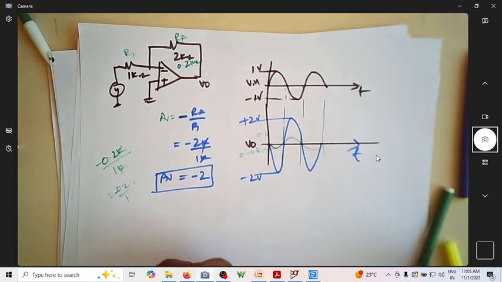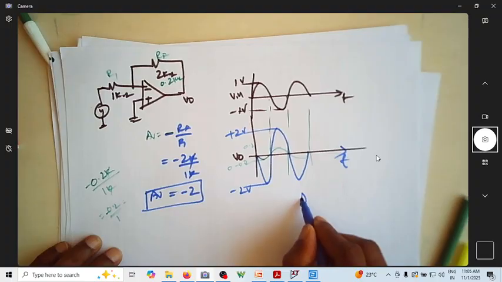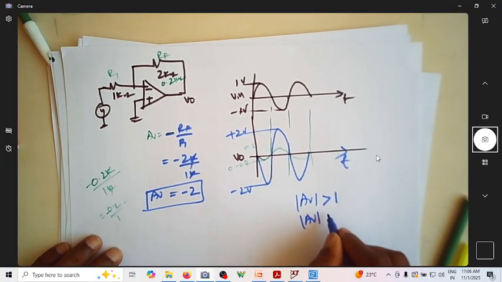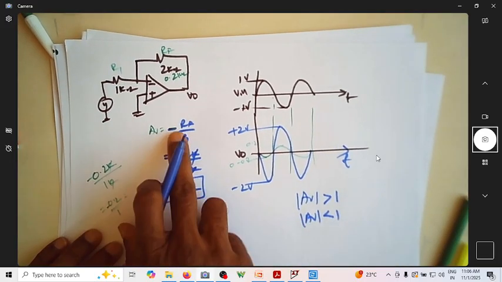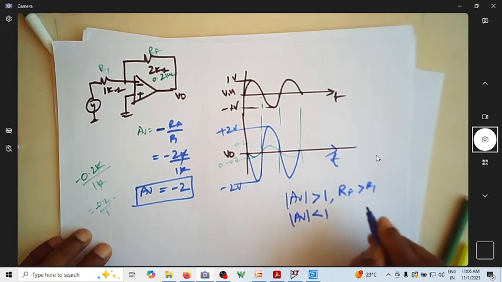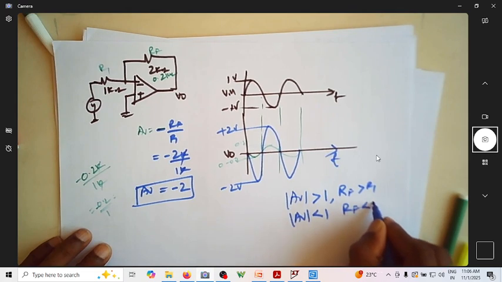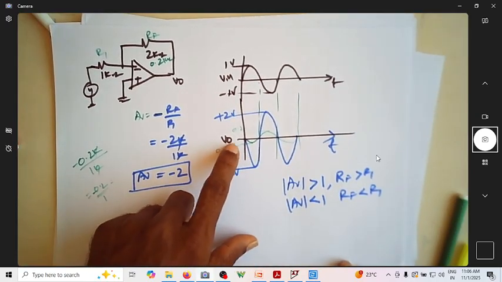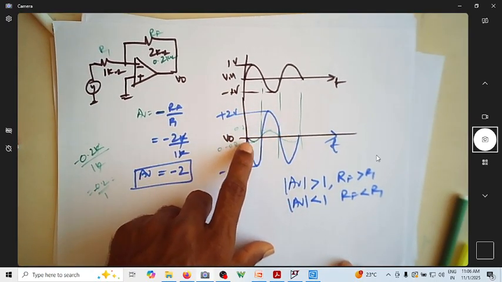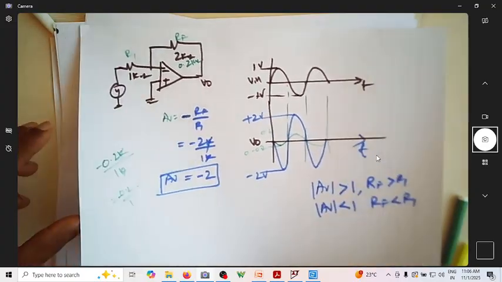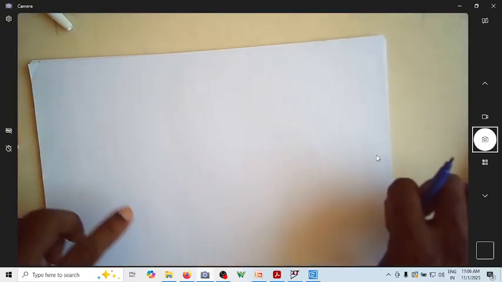This is the voltage. So now here the AV magnitude can be greater than 1 or less than 1, depending on the ratio. It is greater than 1 when RF is greater than R1, and less than 1 if RF is less than R1, as we saw here. This can be 2 or this can be 0.2. Fine, this is about the inverting amplifier. You will now see its counterpart, the non-inverting amplifier.